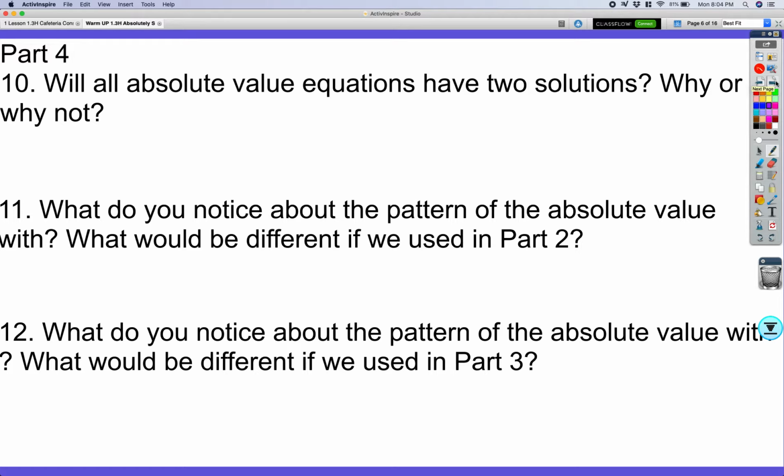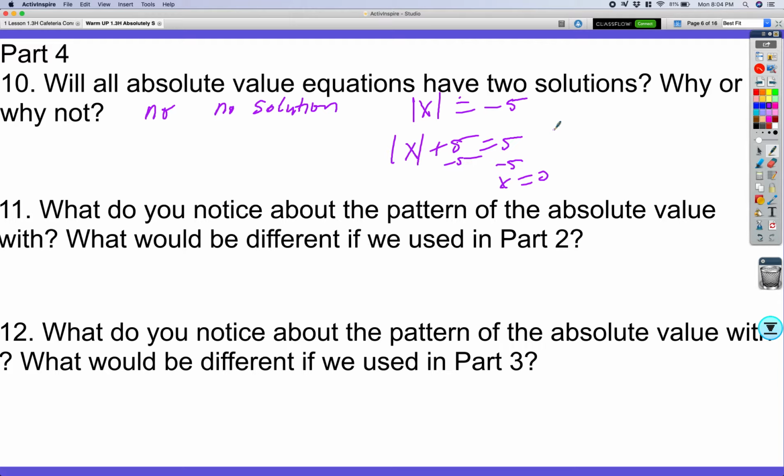Okay? All right, so will all absolute value equations have two solutions? Why or why not? There's a few things. No, because it could be no solution. So for instance, if you have the absolute value of some number is equal to negative 5, it's talking about an equation, not an inequality, so there's an equal sign. You can't take an absolute value and have it be negative 5. The other idea here, if you have something like the absolute value of x plus 5 equals 5, when you do this, you'd have the absolute value of x equals 0, and that would just be 0, okay?